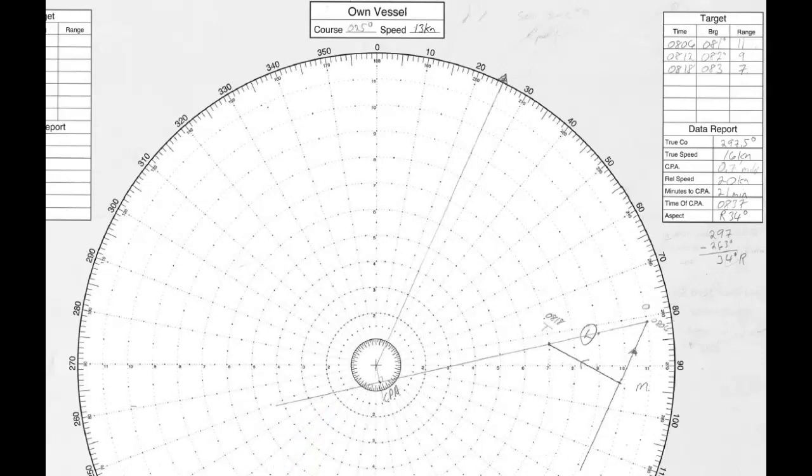Note that if risk of collision did not exist, a full report does not need to be completed for this target. Plot a full 12-minute MOT triangle and determine the full report data. This skill is assumed and will not be covered in this video.